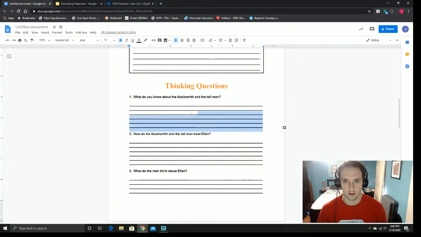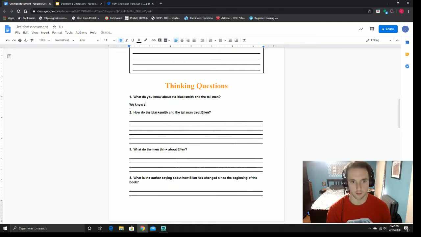Let's get back into our worksheet. And I'm going to separate this out. I'm going to start with blacksmith and then tall man. So we know the blacksmith is a hard-working smith who is kind.